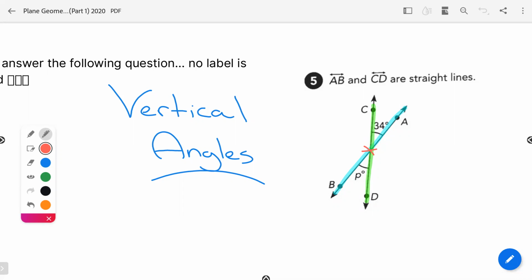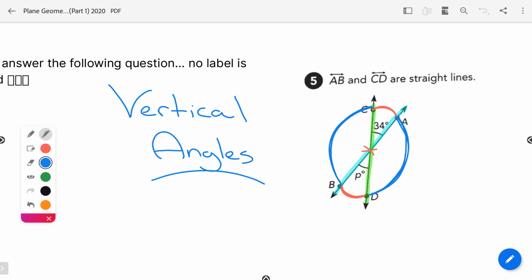Let me highlight and color code them for you. So you got this angle that's formed right here, and then directly across from it, you have this angle right here. These are examples of vertical angles. All right. You also have two other sets of vertical angles. You have the big obtuse angles over here, and you have the guy over here.